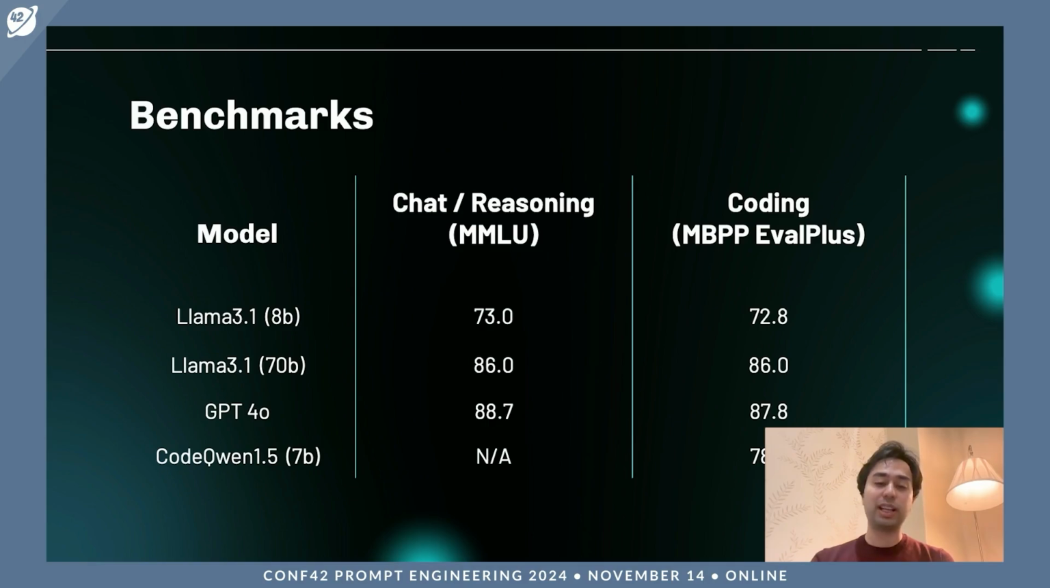But CodeQuen, the tiny model by the Alibaba Group, got 78 on the coding challenge, so much higher than the 8 billion parameter Llama model like we saw earlier. And this shows us the importance of having task-specific models, which we'll talk about more in the coming slides as well.